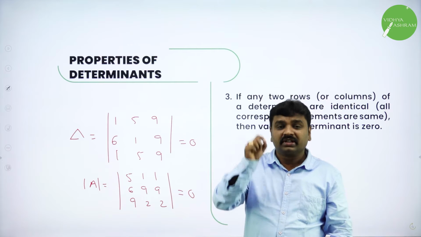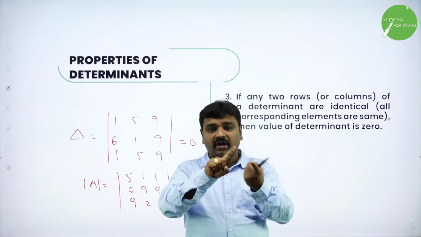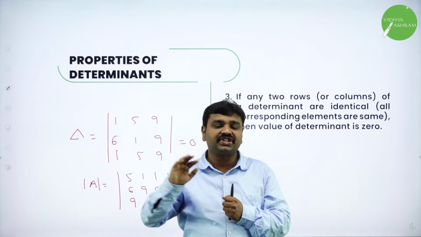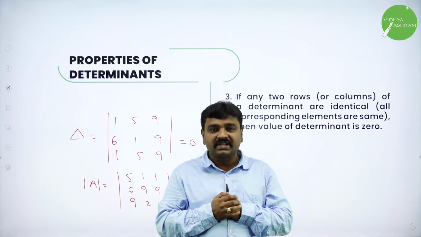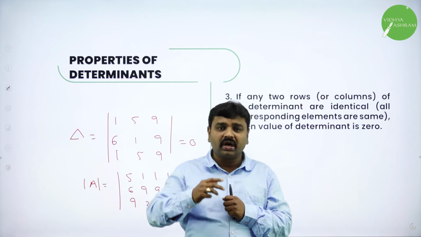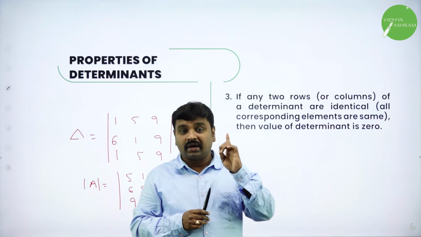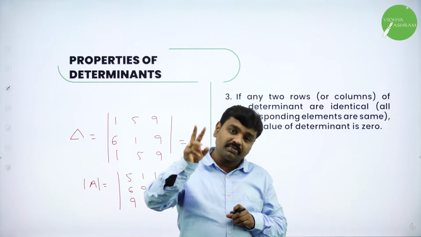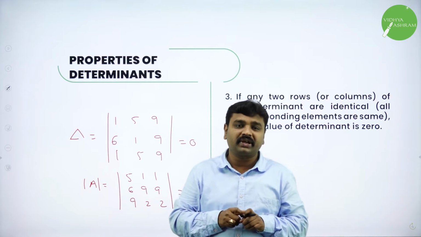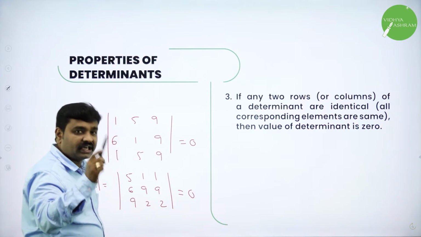What is the first property? The value of determinant remains unchanged when rows and columns are interchanged. Second property, the sign of the determinant changes when you interchange any 2 rows or any 2 columns. Third property, if any 2 rows are identical, or if any 2 columns are identical, then the value of determinant is 0. No need to expand, you can use the property, or if you expand, definitely you should get 0. So 3 properties are done.